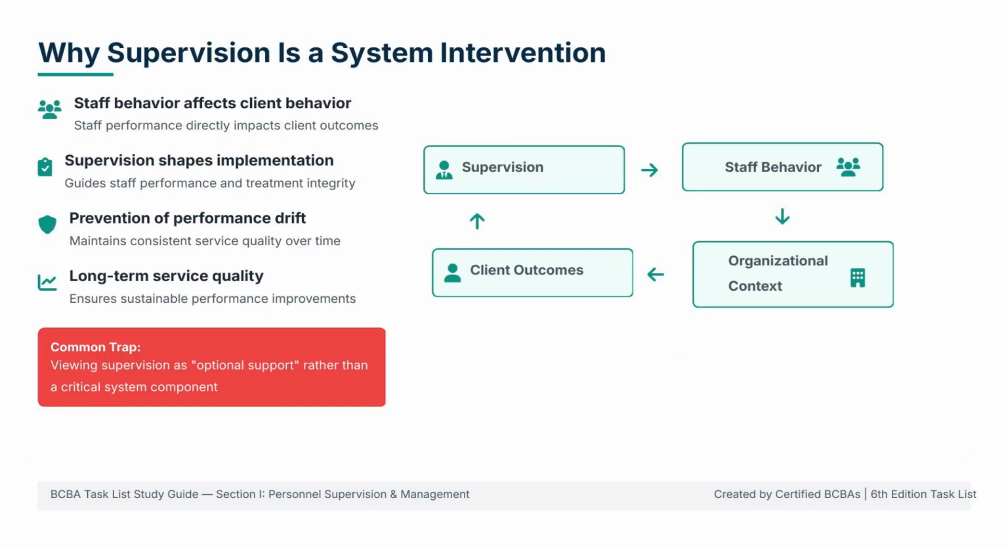Supervision is a system intervention, not optional support. Staff behavior directly affects client behavior, and supervision shapes how staff implement treatment. Without effective supervision, performance drift is almost inevitable. A common exam trap is viewing supervision as informal or secondary rather than a critical system component.